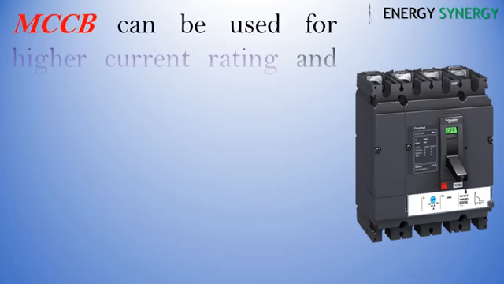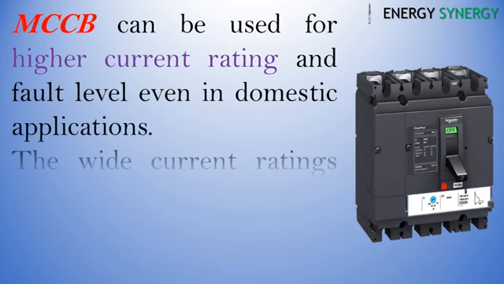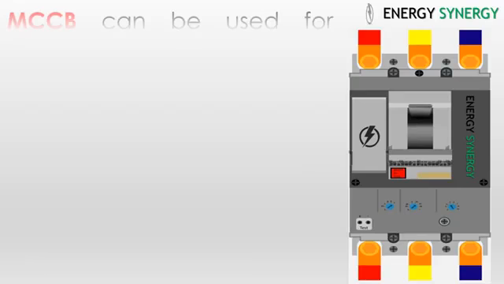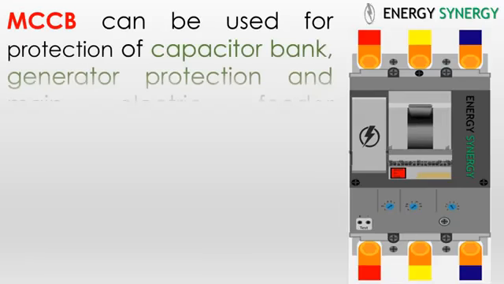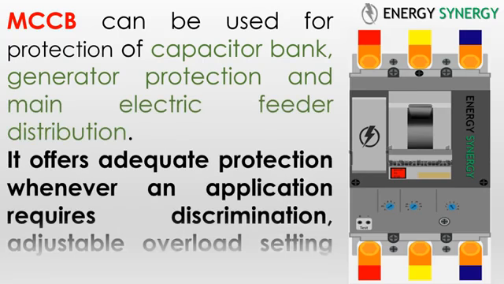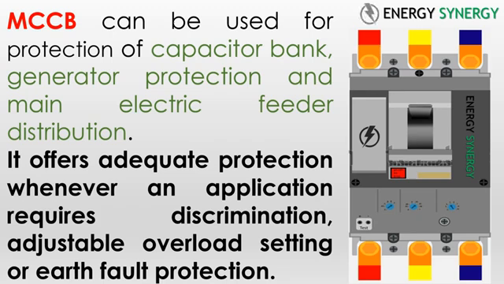MCCB can be used for higher current rating and fault level even in domestic applications. The wide current ratings and high breaking capacity in MCCB find their use in industrial applications. MCCB can be used for protection of capacitor bank, generator protection, and main electric feeder distribution. It offers adequate protection whenever an application requires discrimination, adjustable overload setting, or earth fault protection.